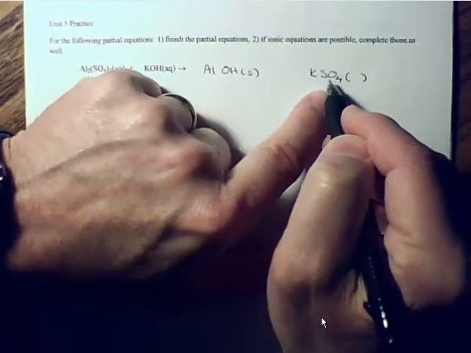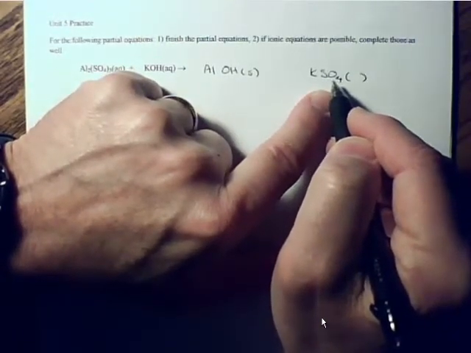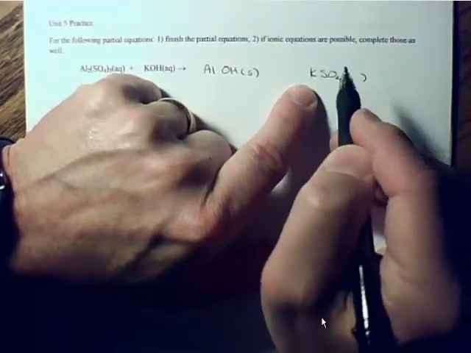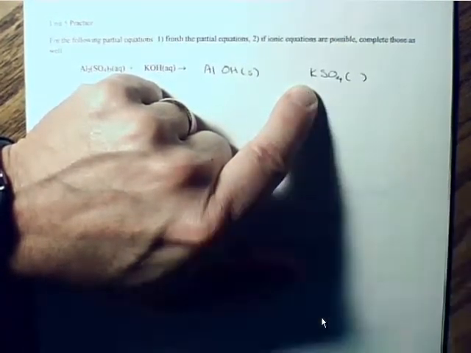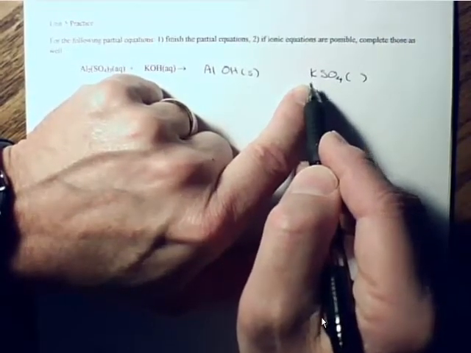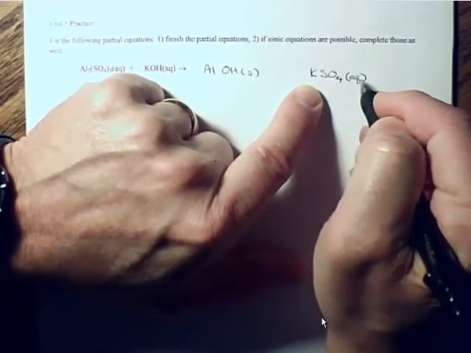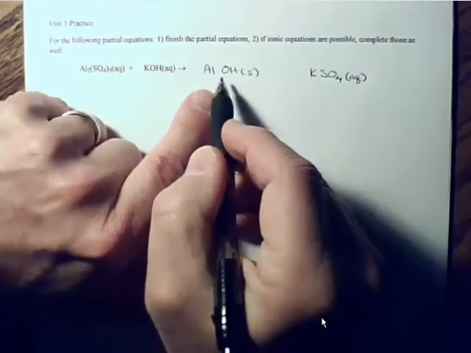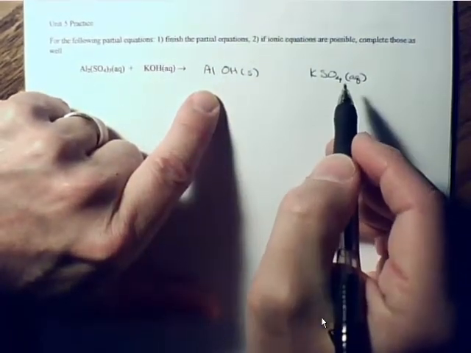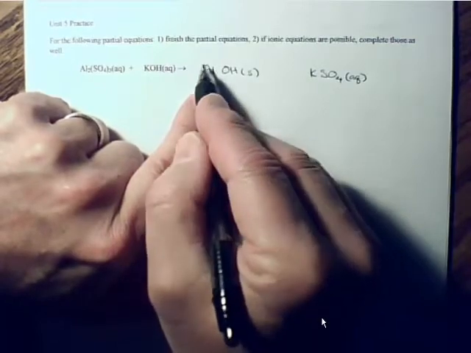Okay? Sulfates are mostly soluble. There are some exceptions, but potassium is not. Besides that, the very first rule in the solubility rules, under the soluble section at the top, says all group 1 salts, or group 1 ionic compounds, are soluble. So this is soluble for both reasons. So this is aqueous. Okay? Now we're ready to balance the formulas.